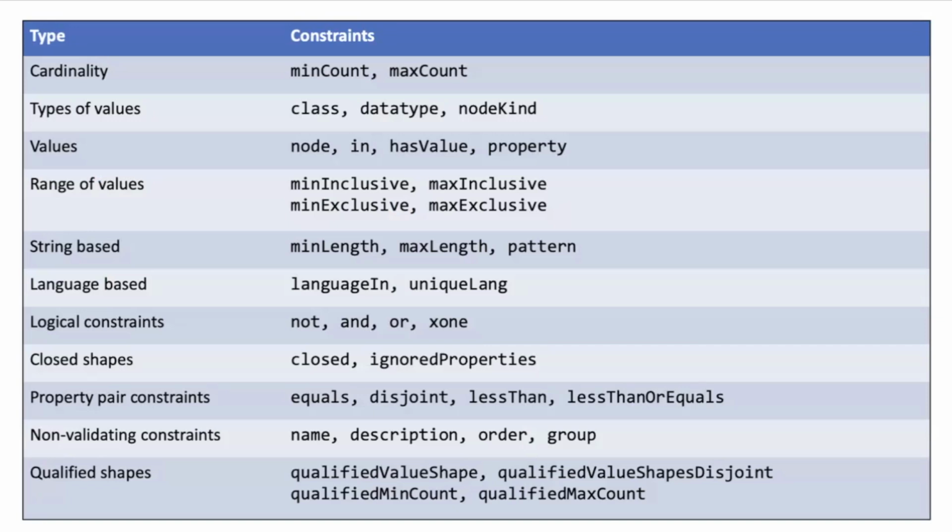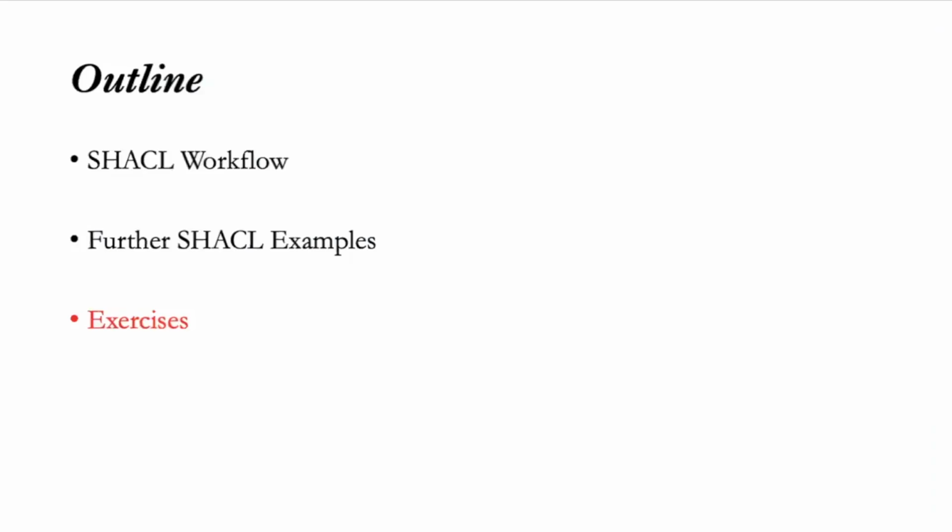You can also employ equals, disjoint, less than or equal to. These apply to properties and paths. And then qualified shapes are above your pay grade right now, but they're interesting nonetheless. But I won't cover them today. What I will do instead is turn it over to your projects.